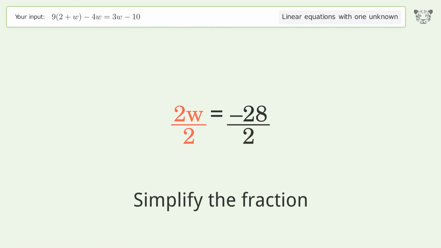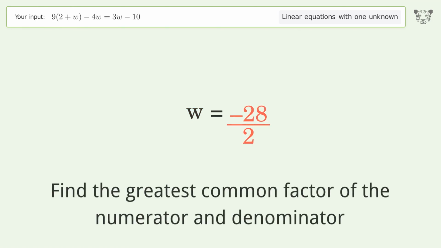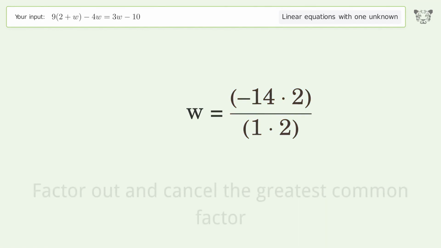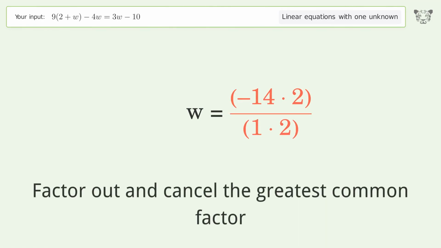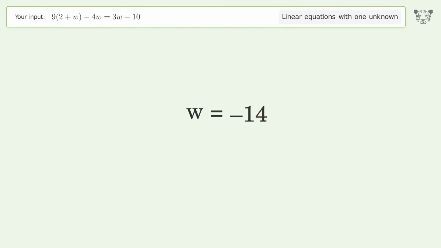Simplify the fraction. Find the greatest common factor of the numerator and denominator. Factor out and cancel the greatest common factor. And so the final result is w equals -14.